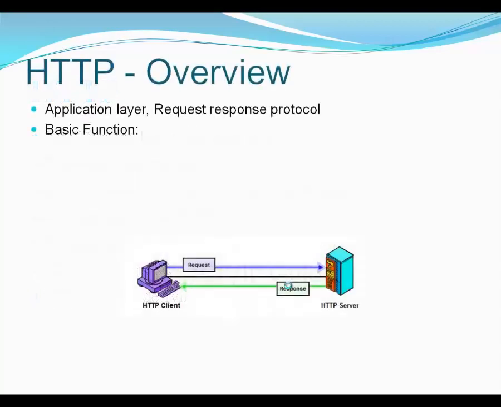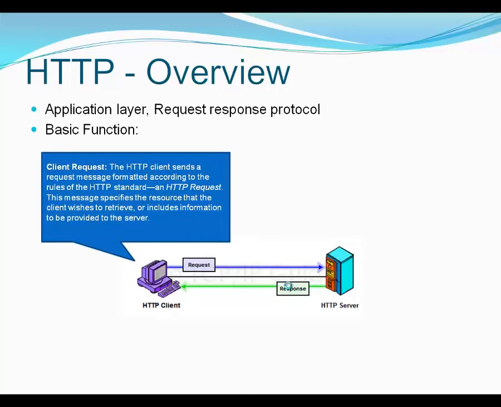As we said, it's a request-response flow protocol. It's an application layer protocol. The basic function is that a client initiates a request, then gets a response. Now, how is the request initiated? The very first request sent is a TCP message. First, the TCP three-way handshake is completed, and only then is the HTTP message sent.